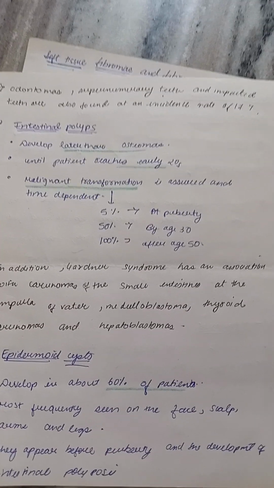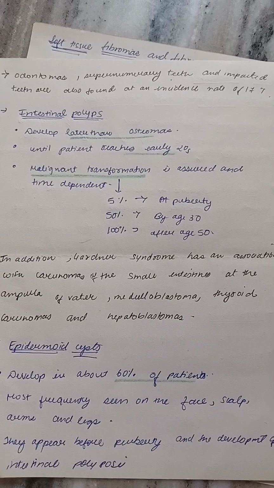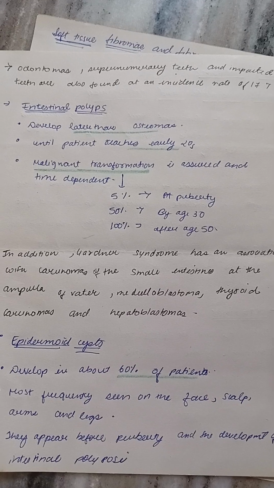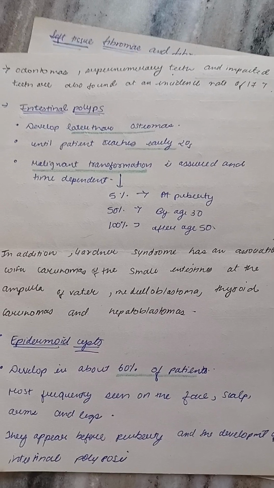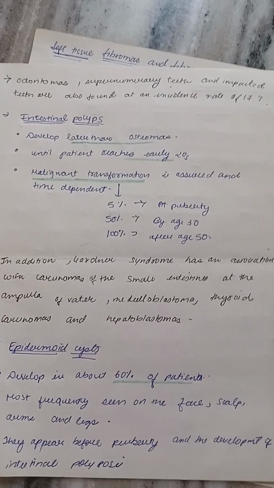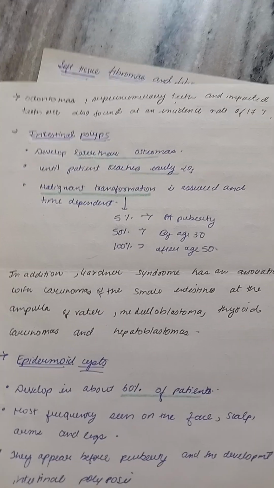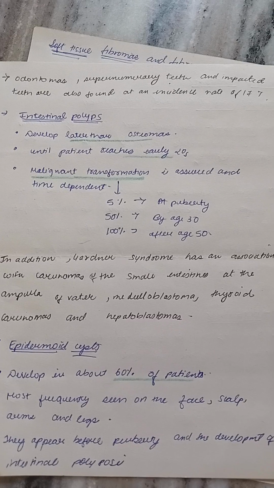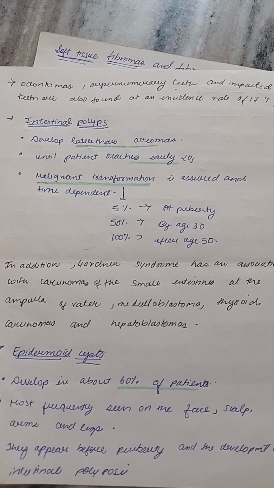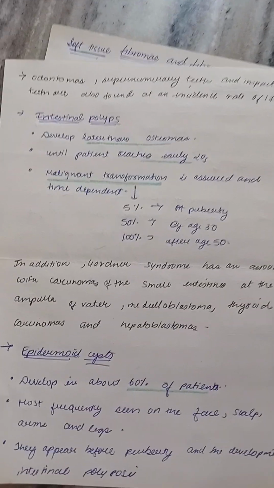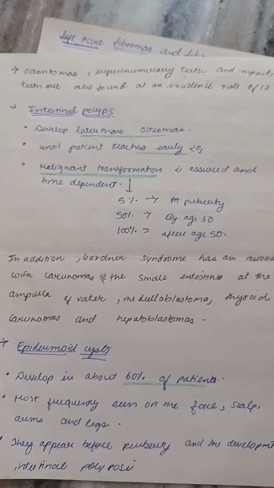In addition, Gardner syndrome has an association with carcinomas of small intestine at the ampulla of Vater, medulloblastoma, thyroid carcinoma and hepatoblastoma. Besides intestinal polyps, it is also associated with carcinoma of small intestine, medulloblastoma, thyroid carcinomas and hepatoblastomas. Now first was osteoma, second is intestinal polyps and third is epidermoid cyst.